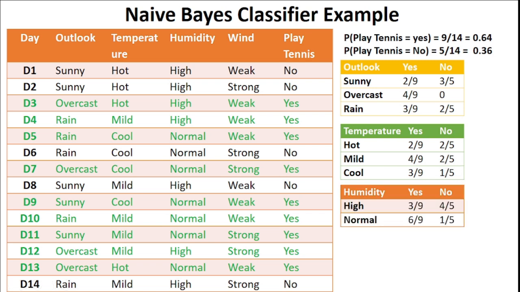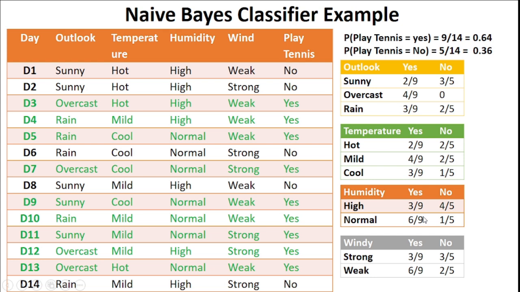Now we are getting into the third feature, humidity. In humidity you have only 2 subclasses, one is high and the other is normal. Under high, you have 7 data points in total. Out of that high, 3 say yes, namely D3, D4 and D12. And for no, it is 4 divided by 5. The remaining ones are no. Under the normal subclass, 6 say yes, namely D5, D7, D9, D10, D11 and D13. And the remaining one says no, that is D6.